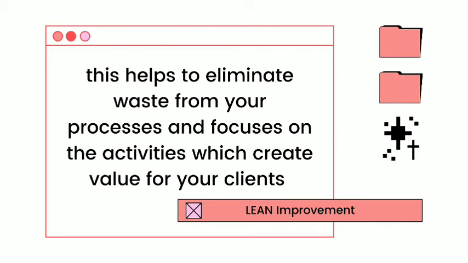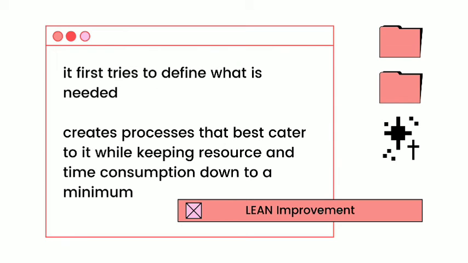The Lean improvement. This helps to eliminate waste from your processes and focuses on the activities which create value for your clients. Or simply, excess processes and steps are treated as burdens to be trimmed away. Lean process improvement starts with the clients. It first tries to define what is needed and then creates processes that best cater to it while keeping resource and time consumption down to a minimum.